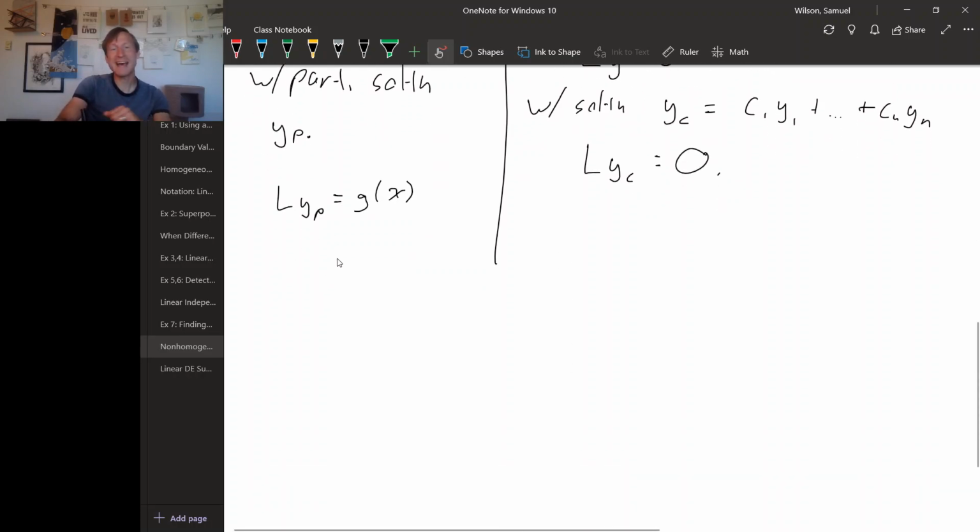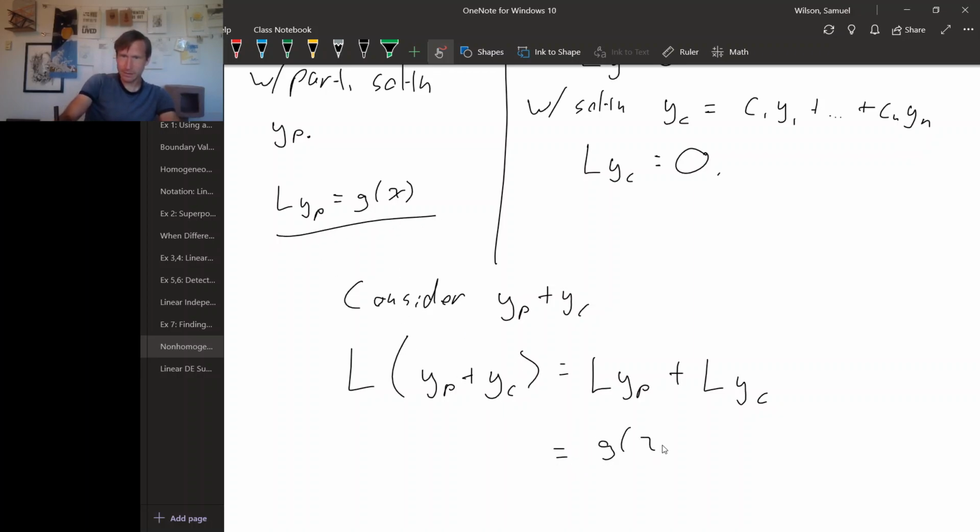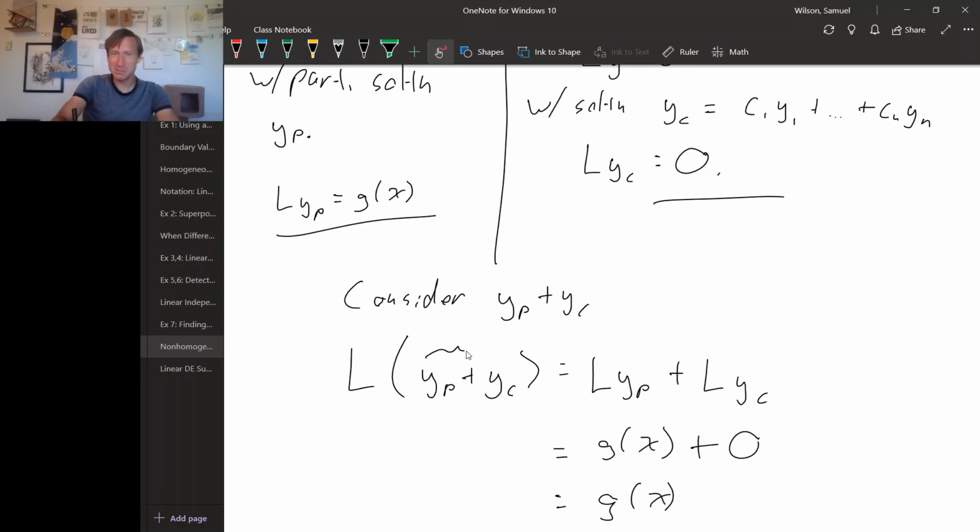So what happens when you add these two? Now let's consider the particular solution plus the complementary solution. So let's see what L does to it. Well, we can distribute L because it's a linear differential operator, so it distributes. We get L applied to y sub p plus L applied to y sub c. But L applied to y sub p is g of x, and L applied to y sub c is 0. And so this whole thing is just g of x. But that means that y sub p plus y sub c is a solution, because it satisfies the original non-homogeneous differential equation.